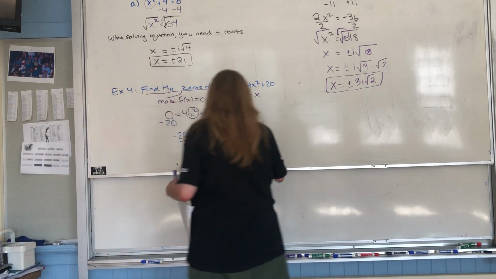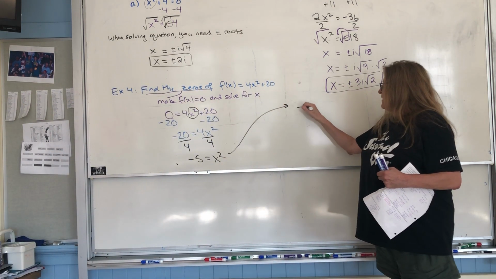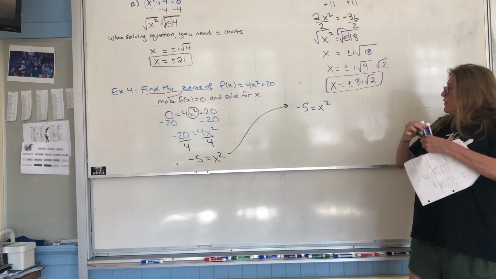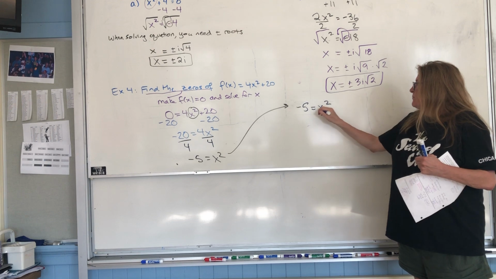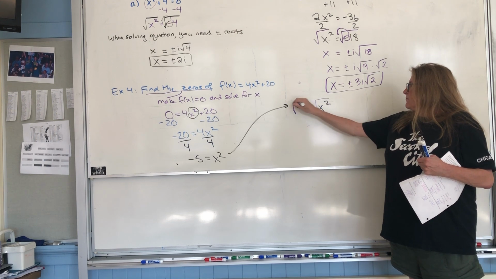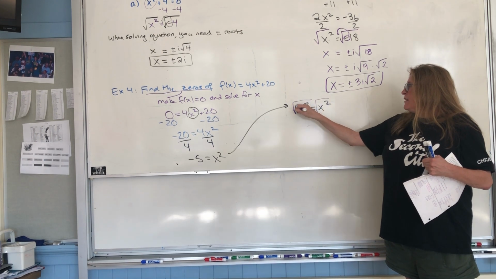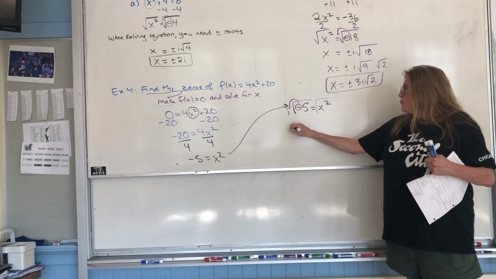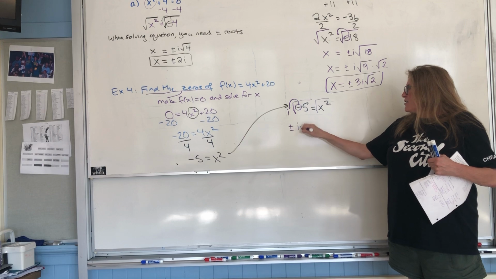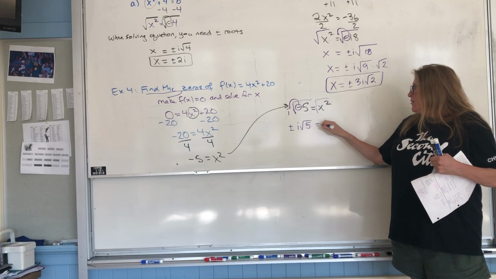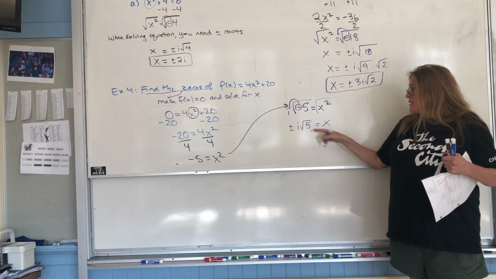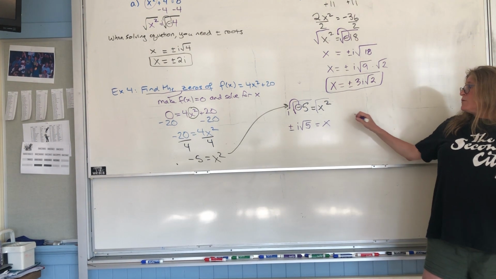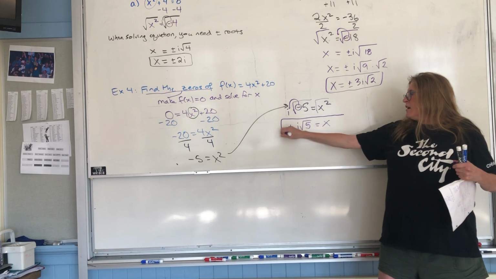So let's come over here. Negative 5 equals x squared. Now I'm going to square root both sides. Right? And again, over here, I'm going to take that out and make it an i. So I get plus or minus i square root 5. And on this side, I get x. And then I check to see, can that be simplified? The answer is absolutely no. So guess what? I am done.